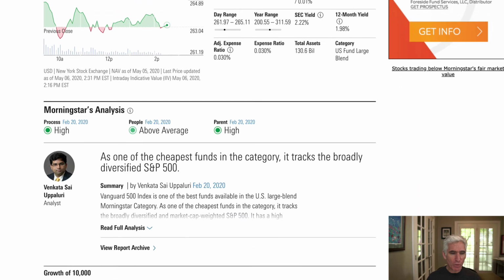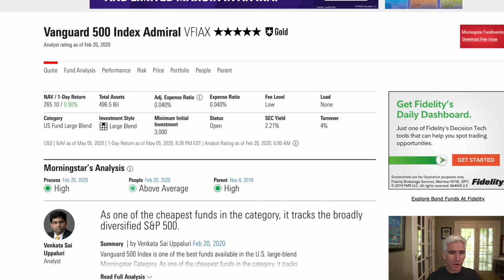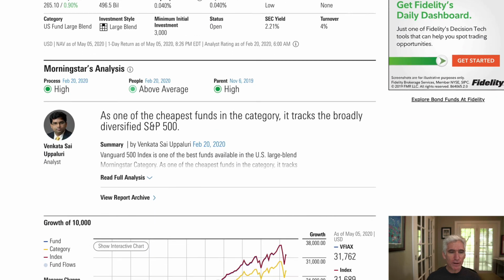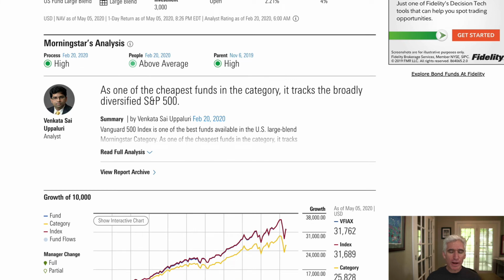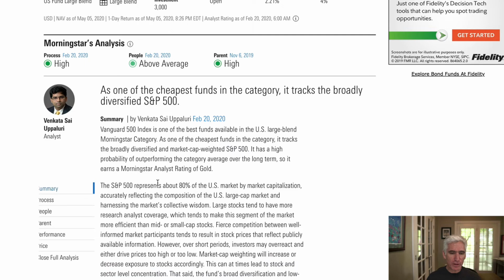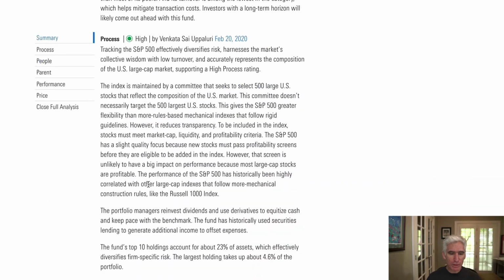Now, I want to go down to the Morningstar Analysis, and actually for this, I'll jump back to the mutual fund. This is one area where premium membership makes a difference. You can only read the full analysis here if you're a premium member.